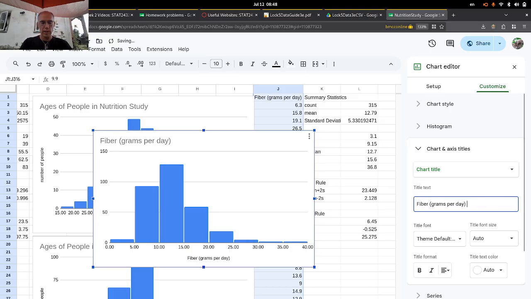Fiber grams per day for U.S. adults and nutrition study.